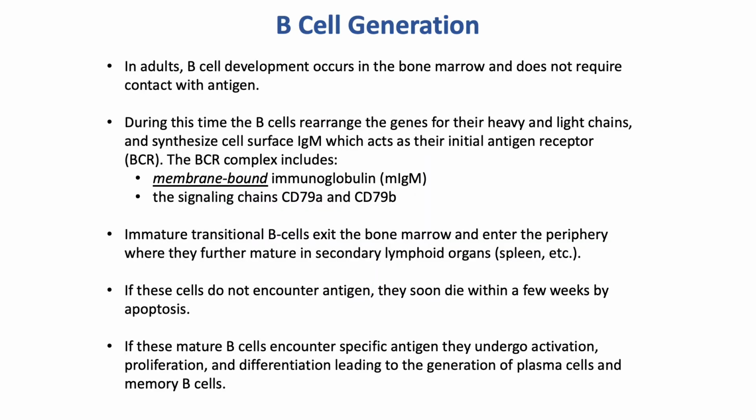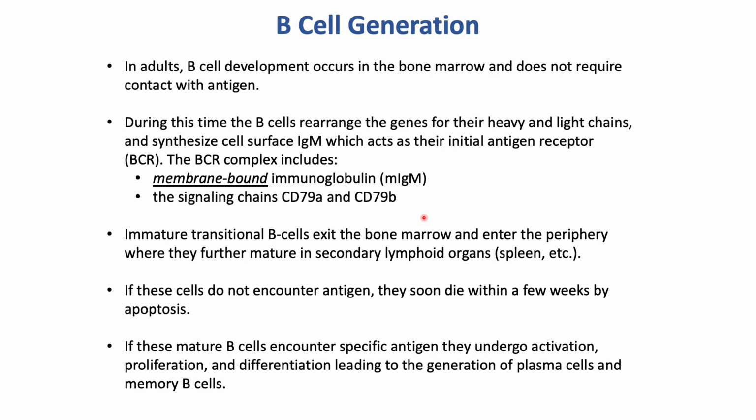Let's look more into the details of B cell generation. In adults, B cell development occurs in the bone marrow and does not require contact with any antigen. During this time of B cell generation, these B cells rearrange the genes for their heavy and light chains and synthesize the cell surface immunoglobulin M, IgM, which acts as their initial antigen receptor, that is, the B cell receptor, BCR.